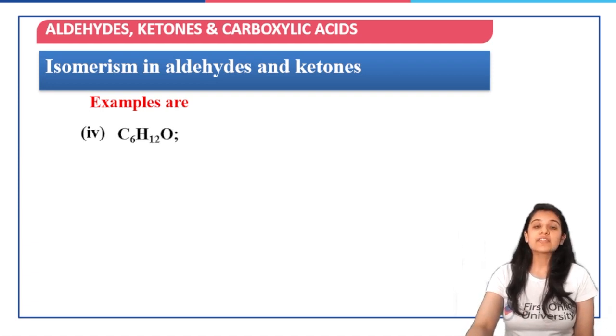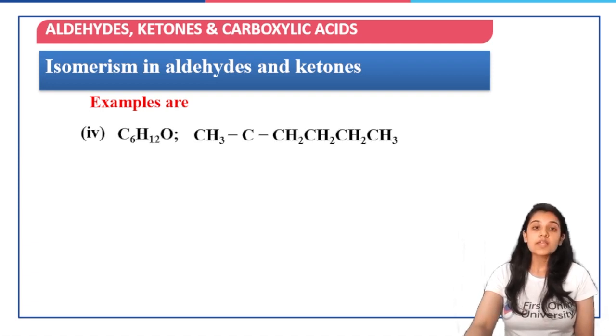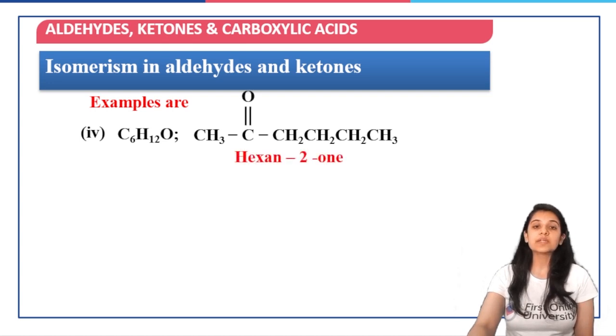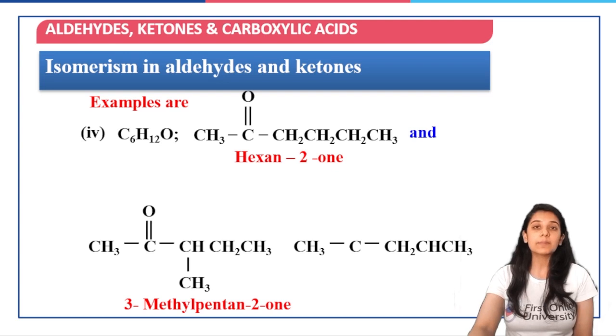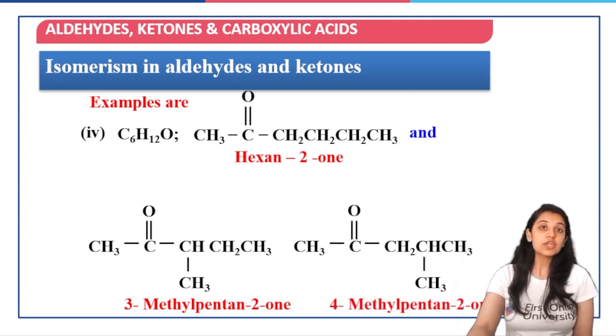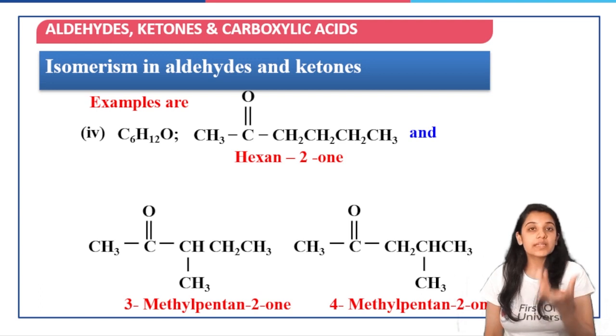Next, we can have C6H12O. So here we can have the possibility of hexane-2-one. We can have the possibility of 3-methylpentane-2-one. We can also have the possibility of 4-methylpentane-2-one. So we see that 3 different isomers are existing.